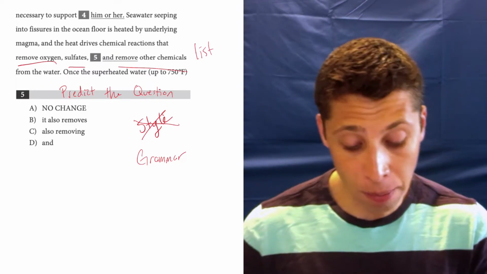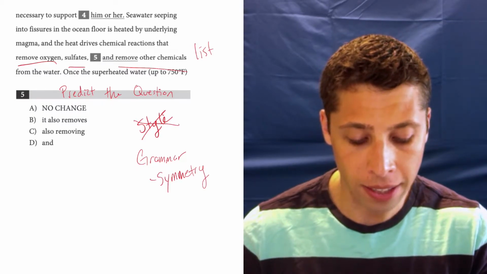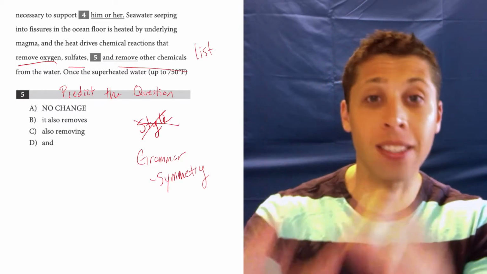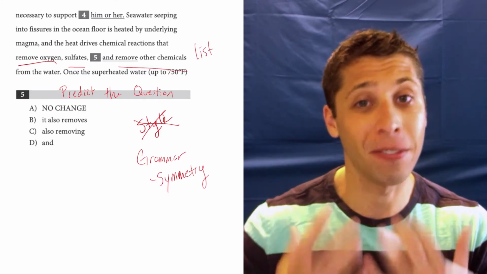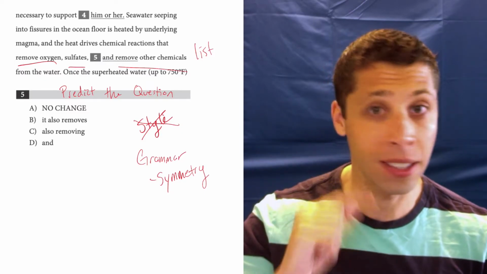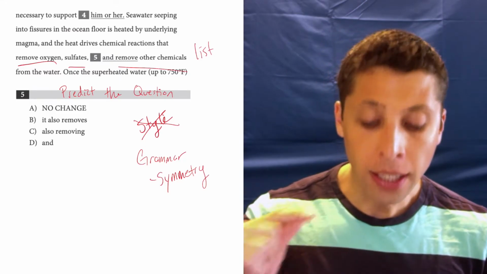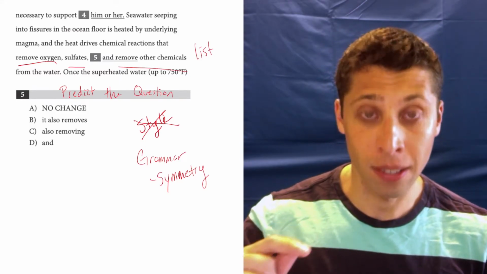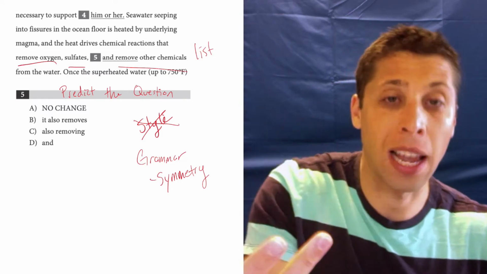But other times we need to think about the symmetry of the list, or all the parts of the list kind of in the same wording. And if not, that's going to violate a grammar rule. So you might have already heard it as I read the sentence, but this list is not symmetrical. Listen to what it says. The heat drives chemical reactions that remove oxygen, sulfates, and remove other chemicals.